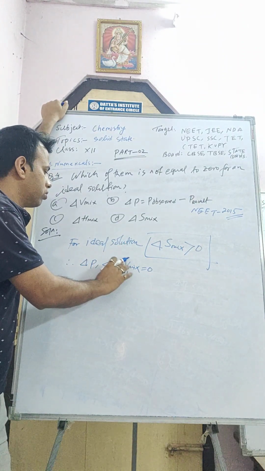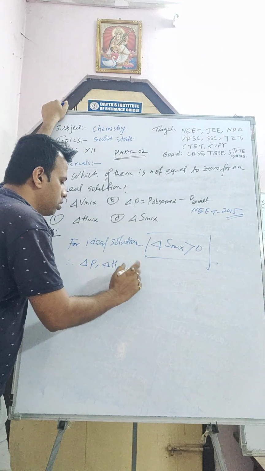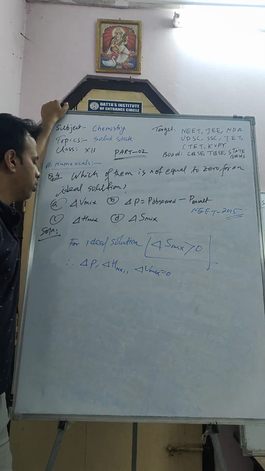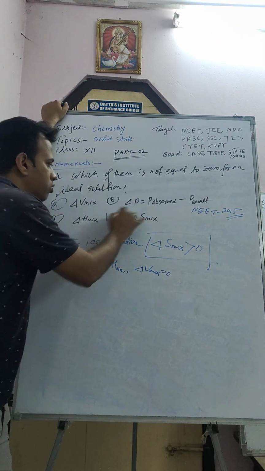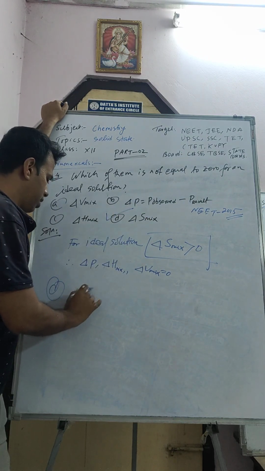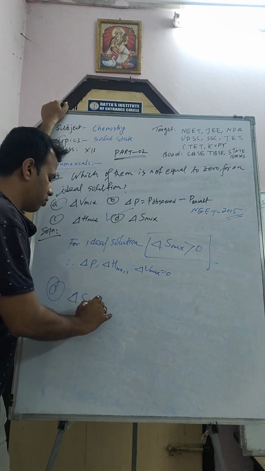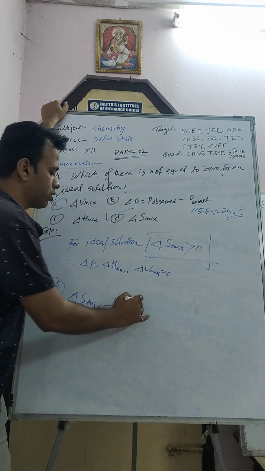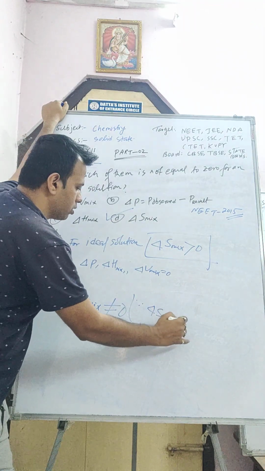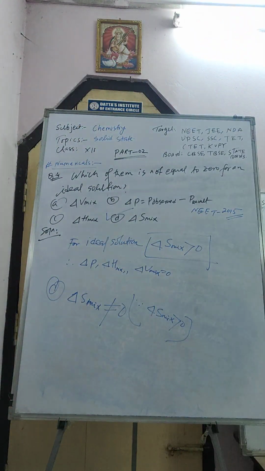Delta V mix will be 0. Now which option will be correct here? Option D will be correct. Delta S mix will be not equal to 0, because delta S mix is greater than 0.